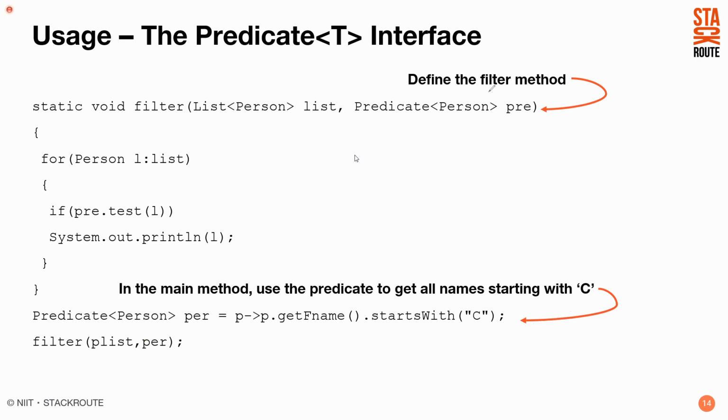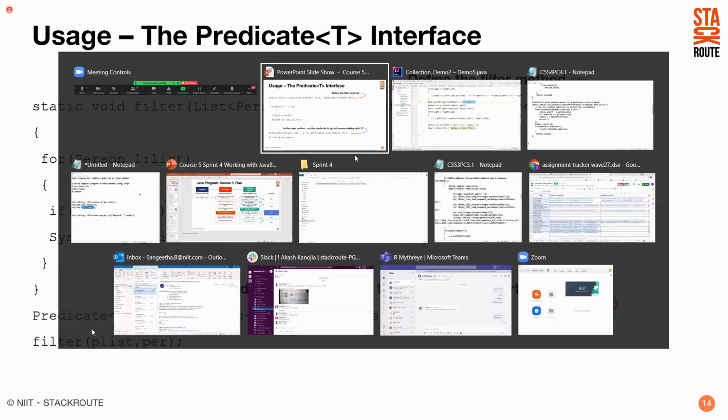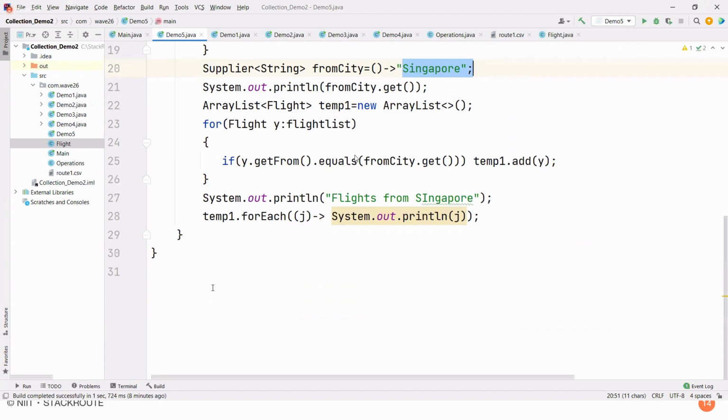So predicate is a somewhat complex method. You need to define a filter method, you need to define your predicate object, and you need to call your filter method. Let me implement the same in my program.